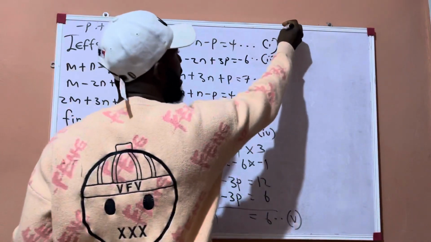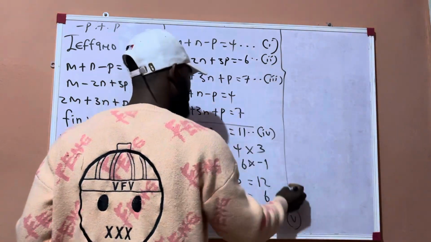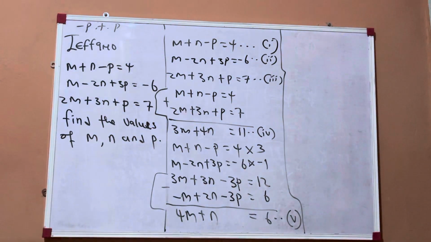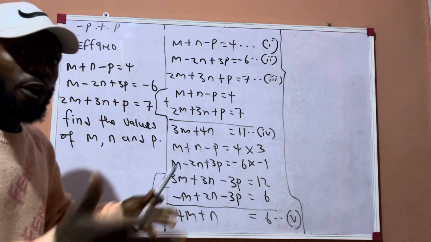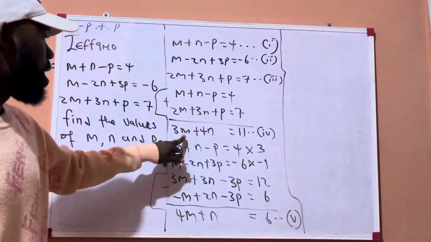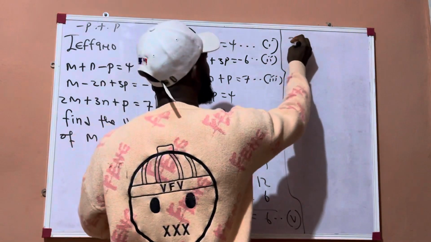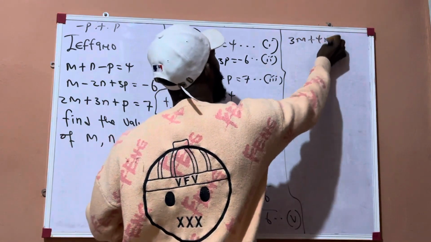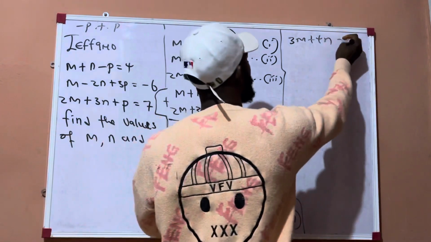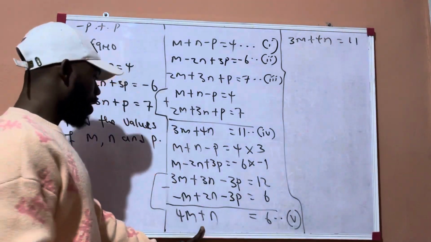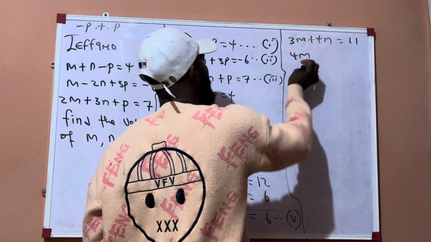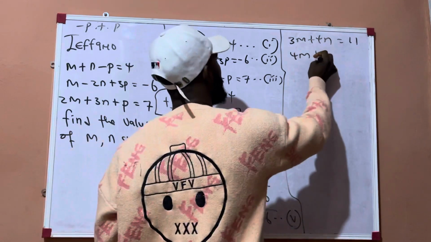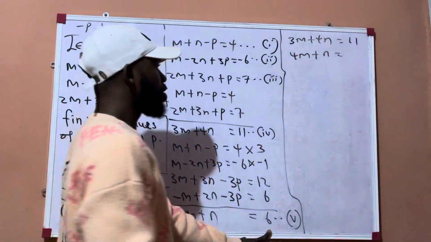Solving equation 4 and 5. Let's try to work with the board. Solving equation 4 and 5 now, which involves two variables. Bringing them out, we have it. Equation 4 says 3m plus 4n is equal to 11. And equation 5 says 4m plus n is equal to 6.